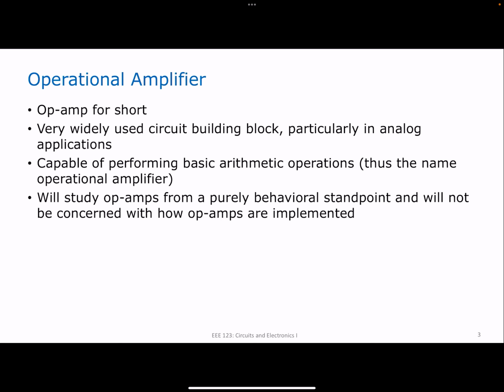Okay, operational amplifiers, these are op-amps for short. These are very widely used circuit building blocks, particularly in analog applications. They are so widely used that they are usually introduced now during your very first course in circuit analysis. These are capable of performing basic arithmetic operations, and that's why it's called an operational amplifier, because of the operations that it can perform. We're going to study op-amps from a purely behavioral standpoint. We will not be concerned at this point with how op-amps are implemented.